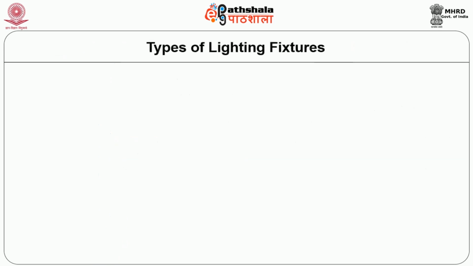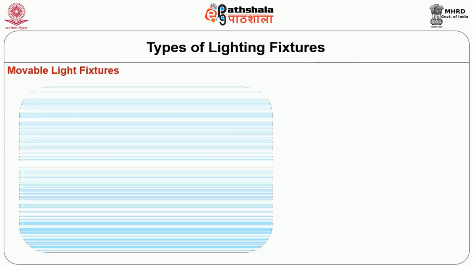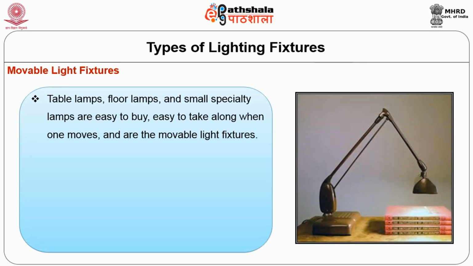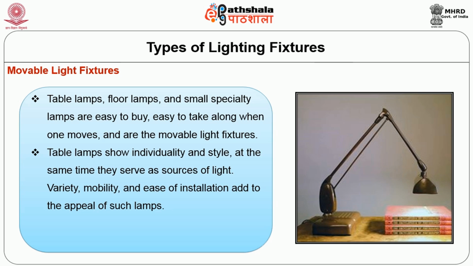Now let us see the types of lighting fixtures. First one is movable light fixtures. That is, table lamps, floor lamps and small specialty lamps are easy to buy, easy to take along when one moves, and are the movable light fixtures. Table lamps show individuality and style, and at the same time they serve as sources of light. Variety, mobility and ease of installation add to the appeal of such lamps.